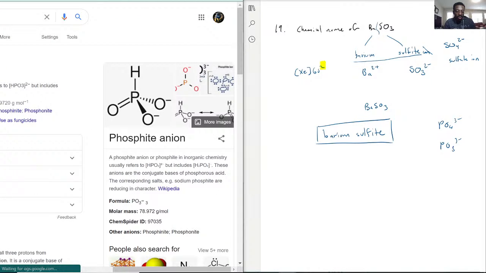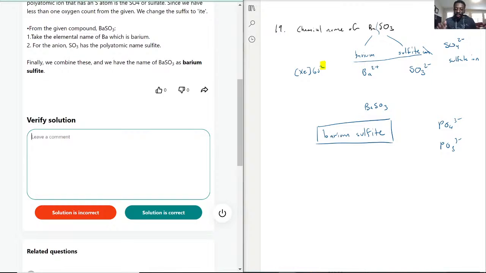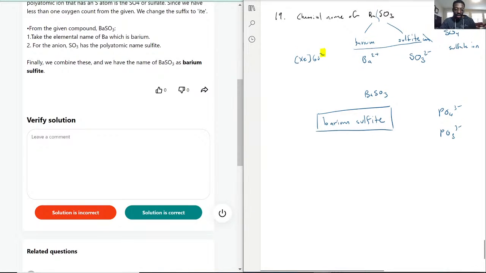So I don't know why they always throw in the hydrogen, but that's the key part. PO3 3 minus. There we go. PO3 3 minus, phosphite. So let's move on, because we were able to get that question correct.